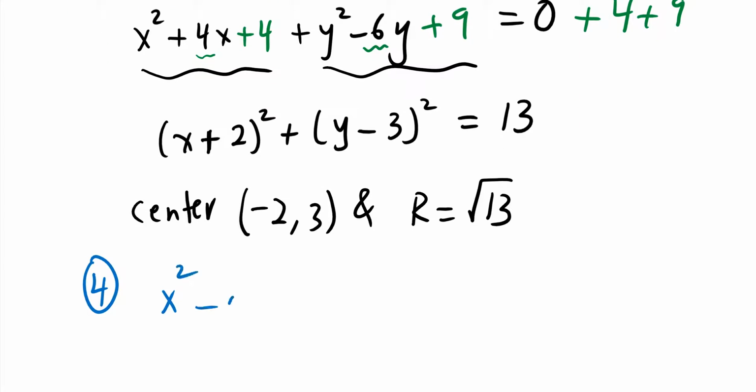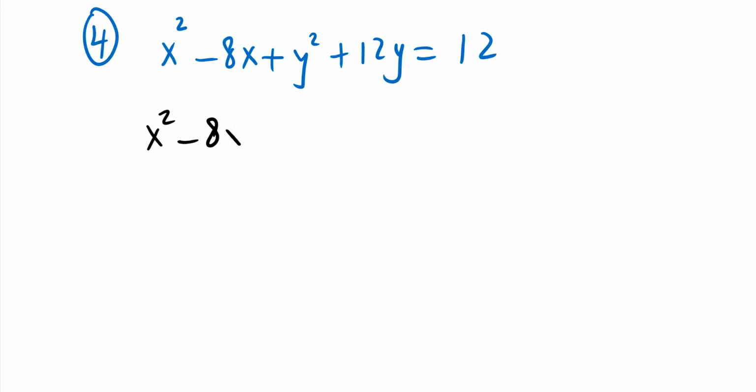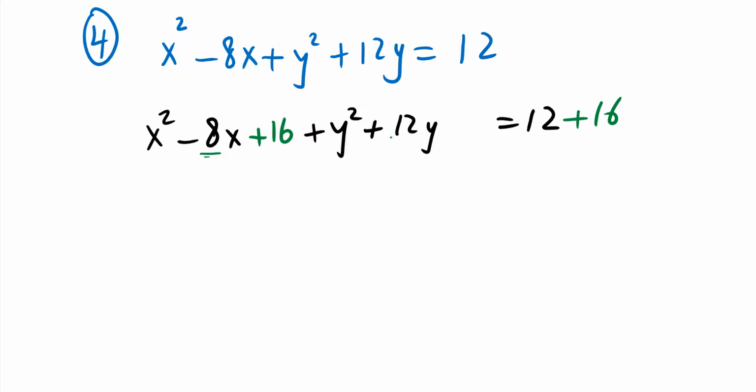For the next one, x squared minus 8x plus y squared plus 12y equals 12. That's another one, similar to the previous one. So we need to complete the square first. Keep x squared minus 8x the same, y squared plus 12y the same. So here we divide 8 by 2, you get 4. Squared, you get 16. So add 16 to both sides. Divide 12 by 2, you get 6. Squared, you get 36. Add 36 to both sides.